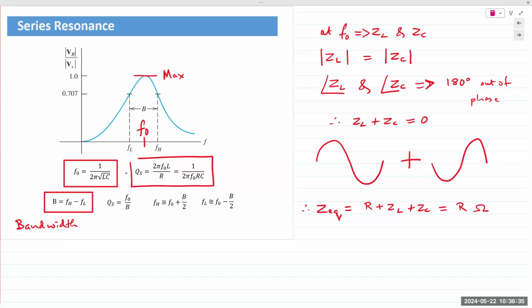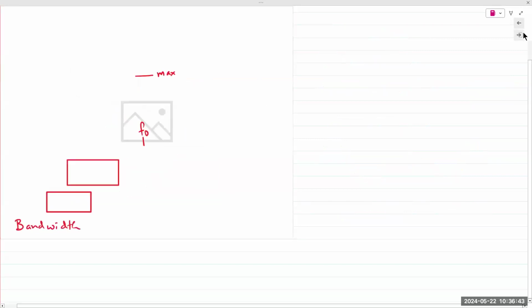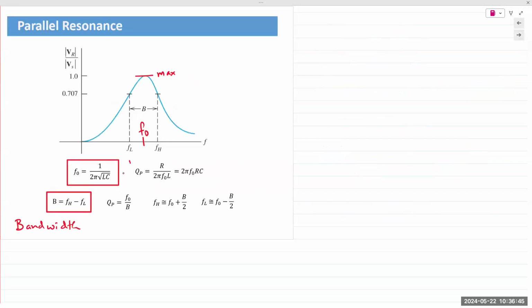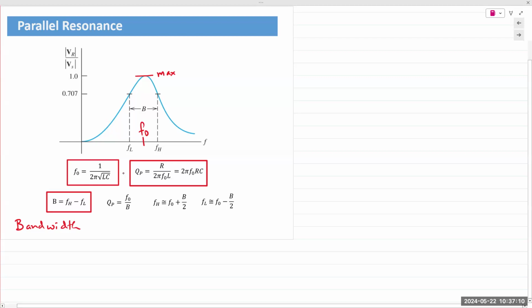Quality in terms of the components is given here. QS is 2 pi F0 L over R, or RC for series, and then it's flipped for a parallel circuit. Qualitatively, it is described as the ratio of the resonant frequency to the bandwidth. The narrower the band, the higher the quality. The wider the band, the lower the quality. Again, the whole point for a bandpass filter is to pass just a narrow band of frequencies. That is the most widely used application.